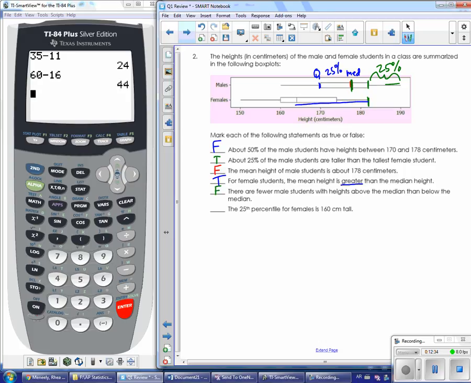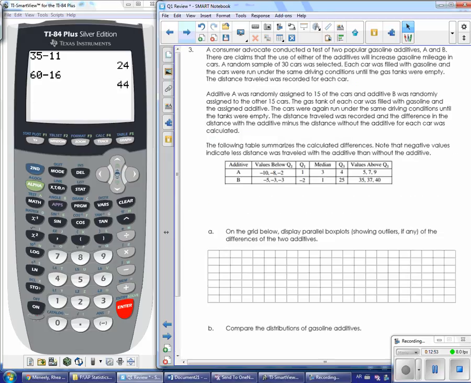And then the last statement is that the 25th percentile for females is 160 centimeters tall. The 25th percentile is your first quartile, and so that is actually a true statement. All right.